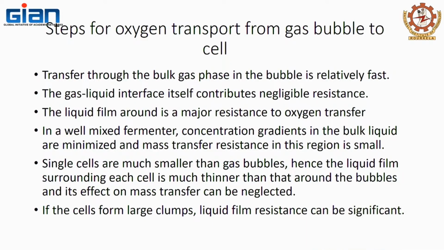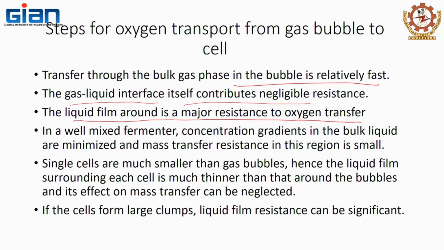Okay, so steps for the oxygen transport from gas bubble to the cell. Transfer through the bulk gas phase in the bubble is relatively fast. The gas liquid interface itself contributes negligible resistance. The liquid film around is a major resistance for the transport. So you have your gas bubble, it has released the oxygen into the liquid, and then it goes towards the cell. That's the major hindrance or the resistance.